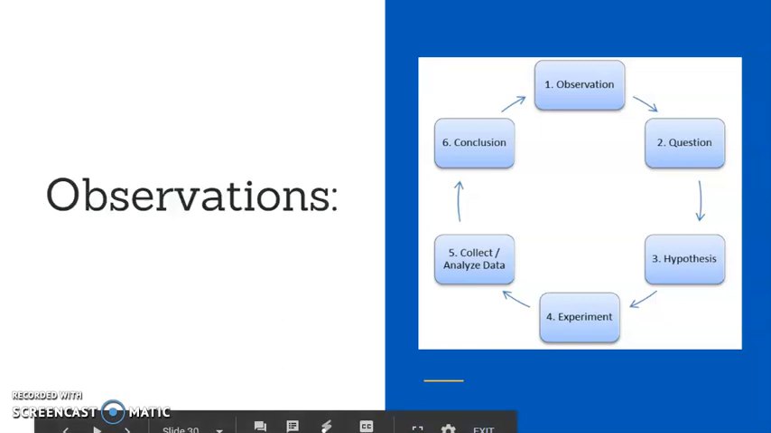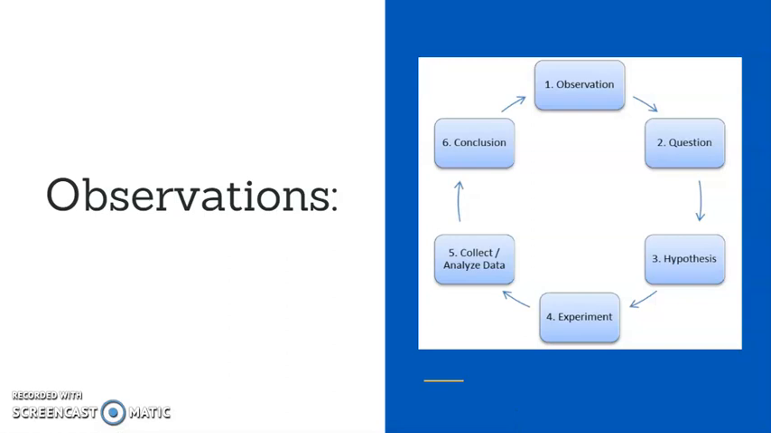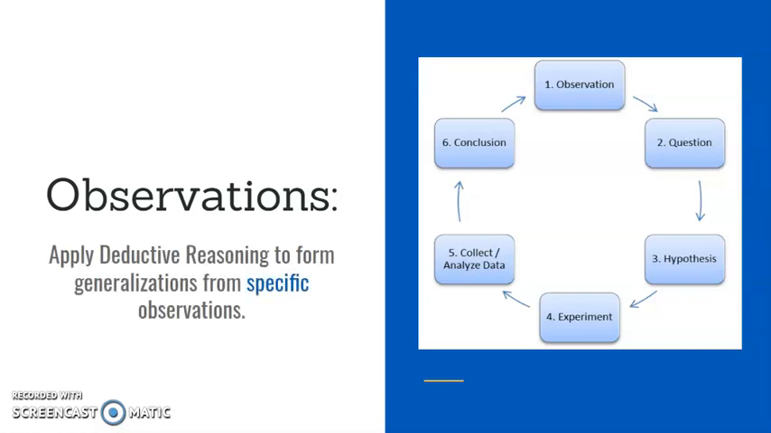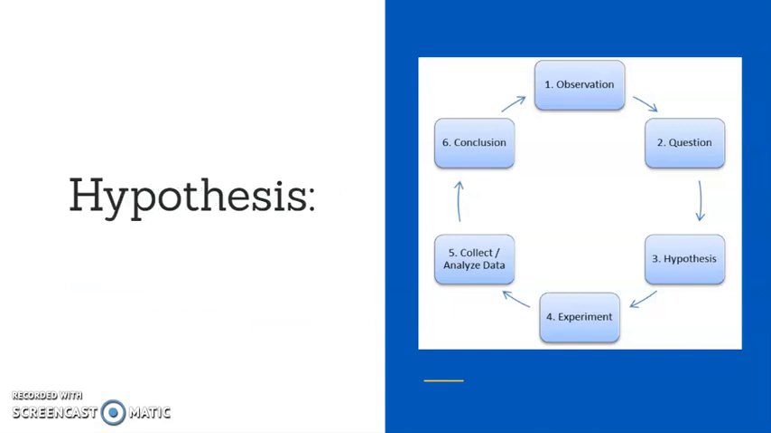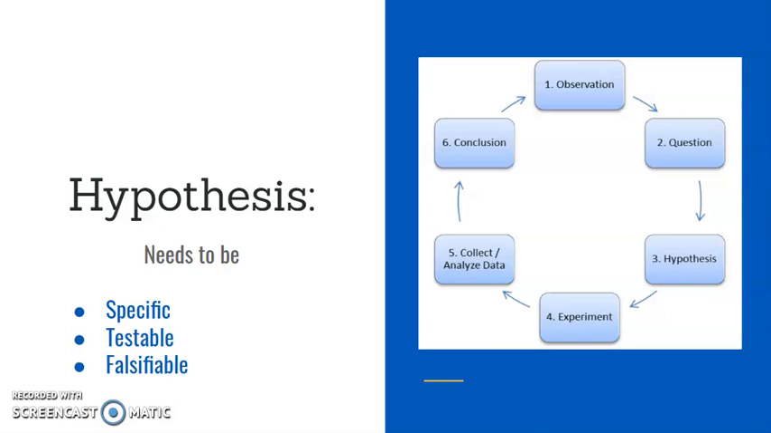Looking at each step in better detail, to form observations, one would apply inductive reasoning to form generalizations from specific observations. The question formed must be very specific. The hypothesis statement is not an educated guess. It's an informed statement based upon specific observations. Criteria for forming a good hypothesis statement is that it needs to be specific, testable, and falsifiable. Falsifiable means that at the end of an experiment, one may actually reject their hypothesis. The prediction was incorrect.